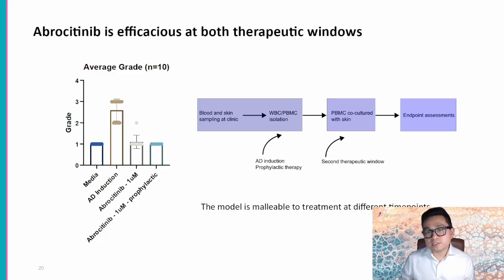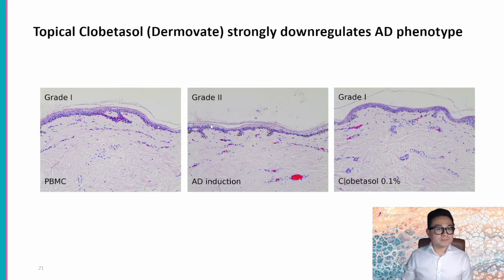So this is useful because study design often depends not only on which agent is being tested, but when it is introduced. A prophylactic design and a therapeutic design answer different questions. If an intervention is active across windows, the model can be used to explore both prevention of phenotype development and reversal or reduction of an established phenotype. This histology panel shows this comparison directly.